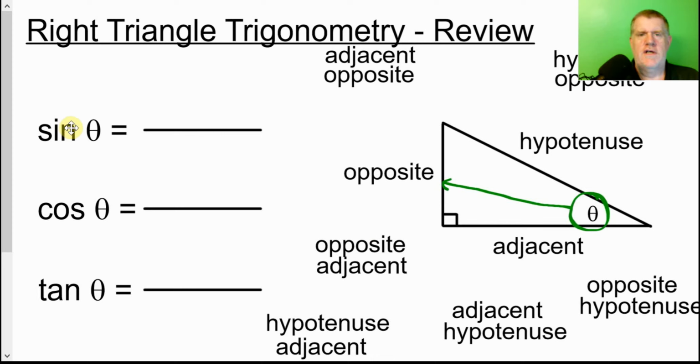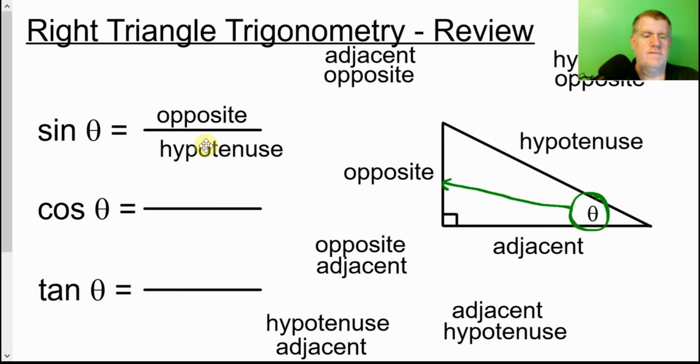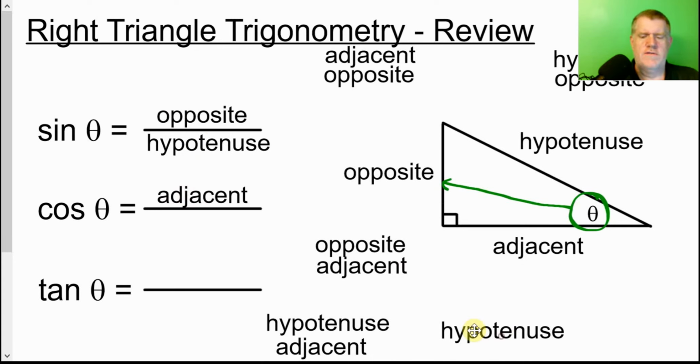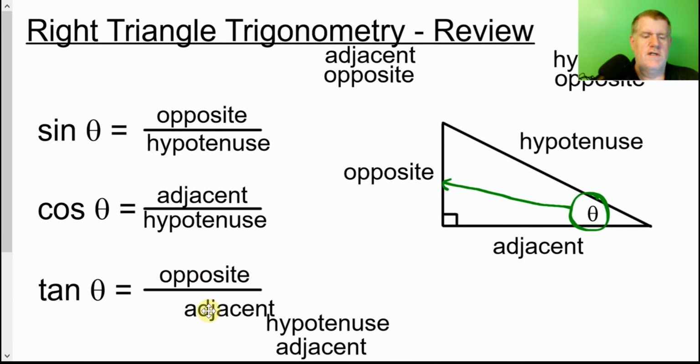These three names, sine, cosine, and tangent, are ways to describe these ratios. And if you remember from geometry, the sine was opposite over hypotenuse. So here it is right here, opposite over hypotenuse. Cosine, remember that one? That was adjacent over hypotenuse. And our lovely tangent was opposite over adjacent.